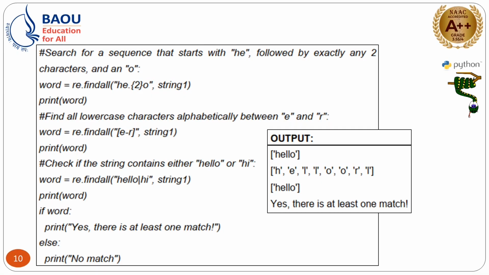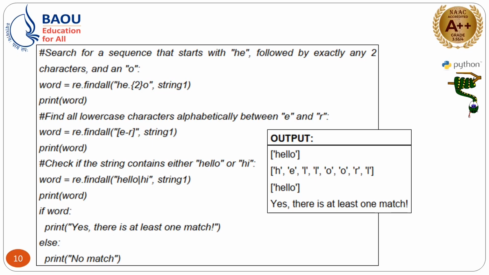Then, in square brackets you use e dash r, so whatever characters are available in our searching string between e and r will be displayed individually, one by one, in the form of a list. You can observe in the output h, e, l, l, o, o, r, l: all these characters are searched when we use the square bracket.